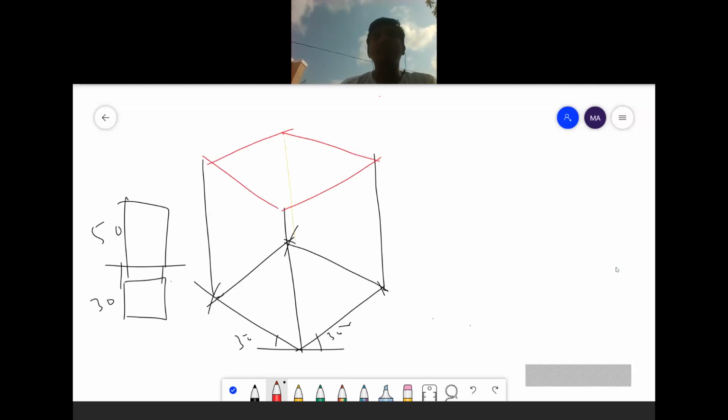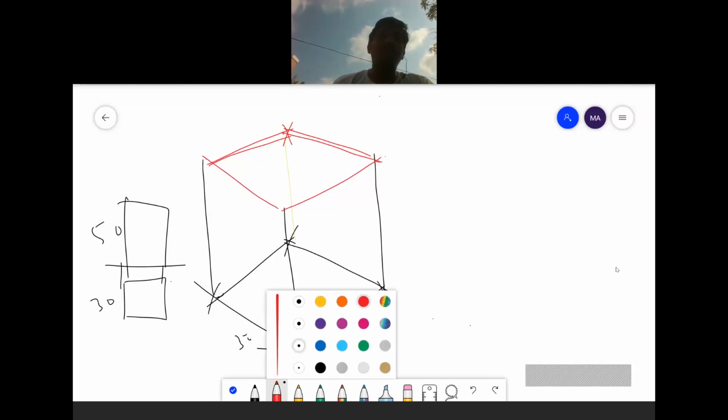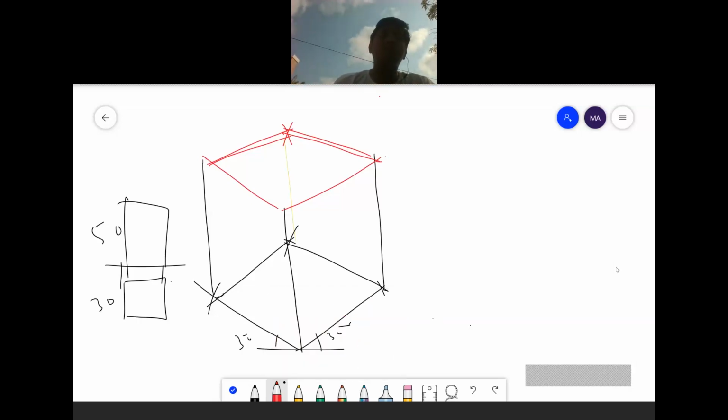Or else you can draw these two, and from here you will cut 30, 30 also. You can join like this without extending this line. You can draw both ways. Here, all the visible views are drawn with a red pen, and invisible views are drawn with a yellow pen. These are invisible views. Understand?